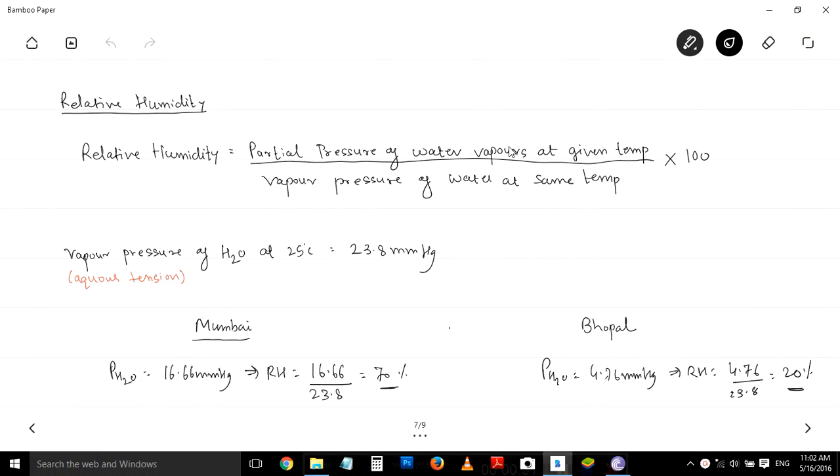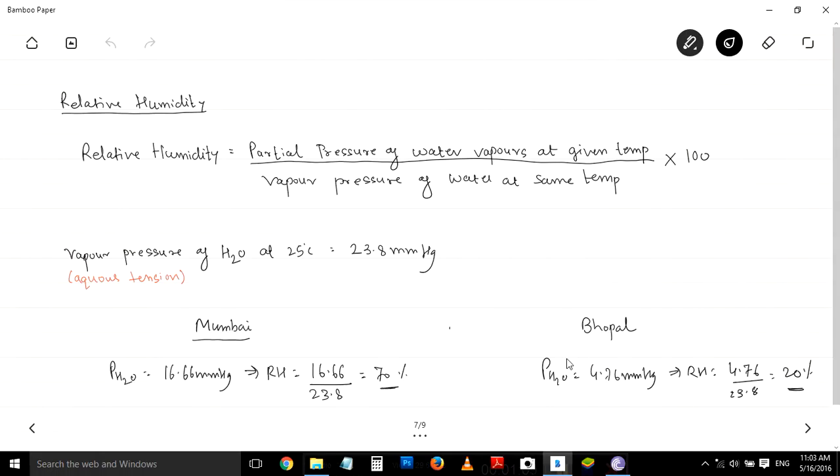Suppose vapor pressure of H2O at 25 degrees centigrade is 23.8 mmHg. Vapor pressure is also known as aqueous tension, vapor pressure of water, that is. Now suppose you take two cases, one of Mumbai and another of a dry place like Bhopal. So in case of Mumbai, let's say the pressure of water vapors currently is 16.66 mmHg. So relative humidity becomes 16.66 upon 23.8 into 100, that is 70%.